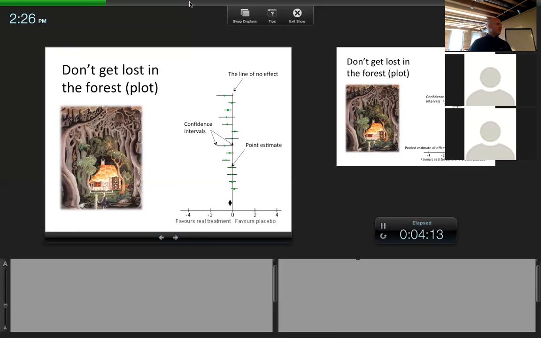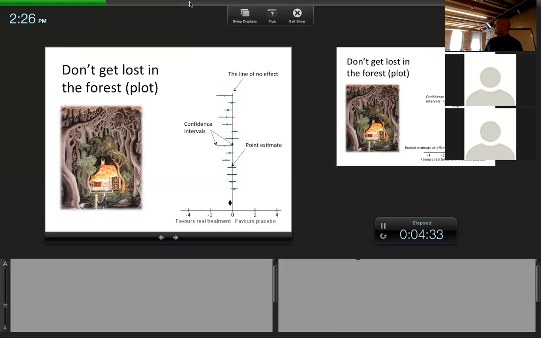We've systematically reviewed the literature. Let's not even worry about pooling it at the moment. We can just have a look and see what each individual trial found. Very simply, did this trial find a convincing, statistically significant reduction in pain compared to placebo? No. Why? Exactly, it crosses the line of no effect.